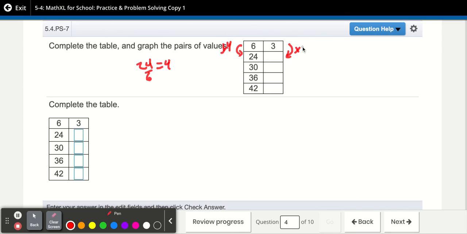This is times 4. So 3 times 4 is 12. And we have a new ratio of 24 to 12. And then notice here, we start going by 6's each time. Well, remember our original ratio is 6 to 3. So if we're increasing by 6, that means over on the right, we're just increasing by 3. So we can go 12, 15, 18, and 21.